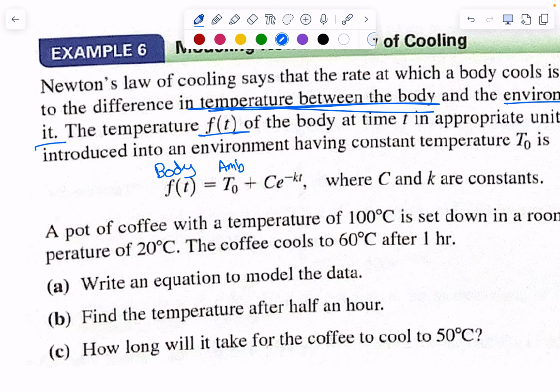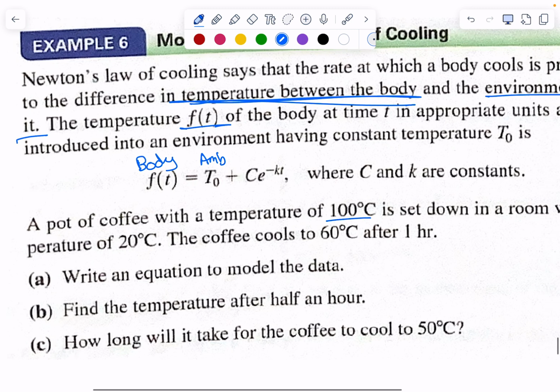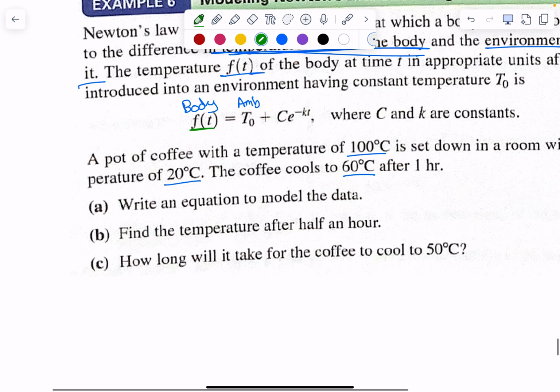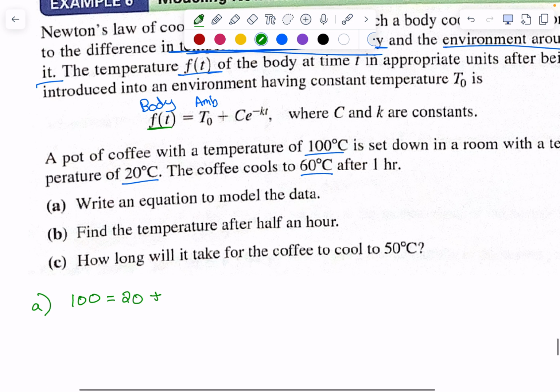So a pot of coffee with a temperature of 100 is set down in a room with a temperature of 20. The coffee cools to 60 degrees Celsius after 1 hour. Write an equation to model the data. All right, so what do we put in for the body temp? Because we're not talking about bodies anymore. 100. Yeah, that's what it starts at. So 100 goes in there. I'm going to put A down here. The ambient temperature is 20. Plus, it says the coffee cools to 60 degrees after 1 hour. So what is C? I think C is 60.